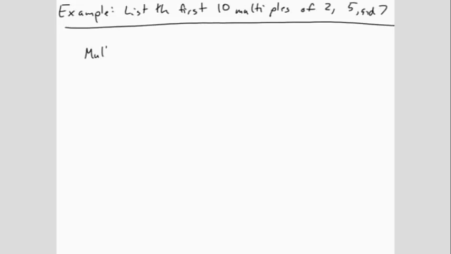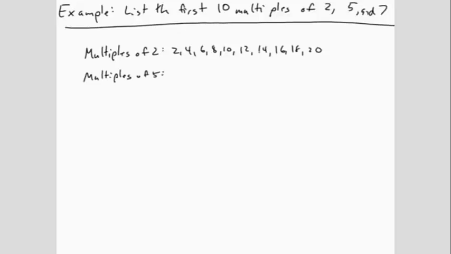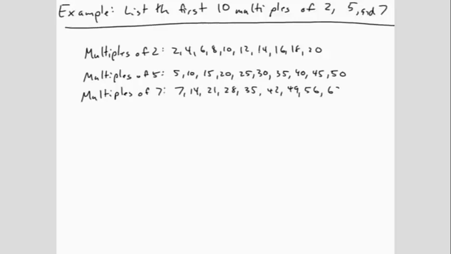Example, list the first 10 multiples of 2, 5, and 7. The first 10 multiples of 2 are 2, 4, 6, 8, 10, 12, 14, 16, 18, and 20. The first 10 multiples of 5 are 5, 10, 15, 20, 25, 30, 35, 40, 45, and 50. And the first 10 multiples of 7 are 7, 14, 21, 28, 35, 42, 49, 56, 63, and 70.